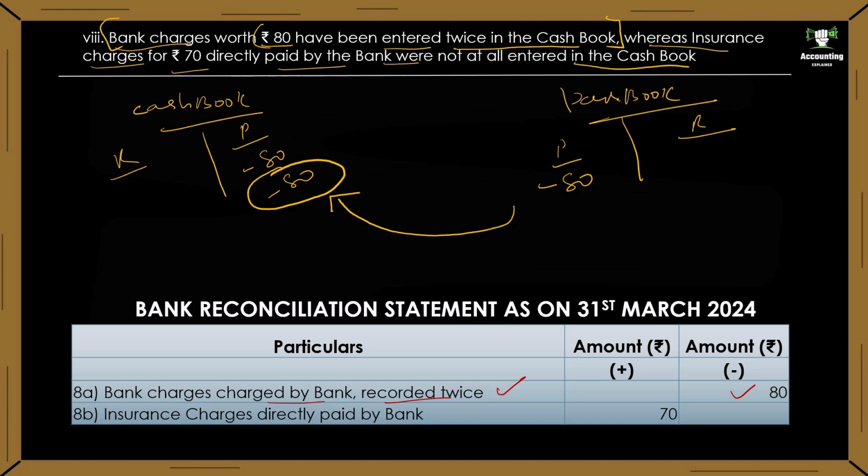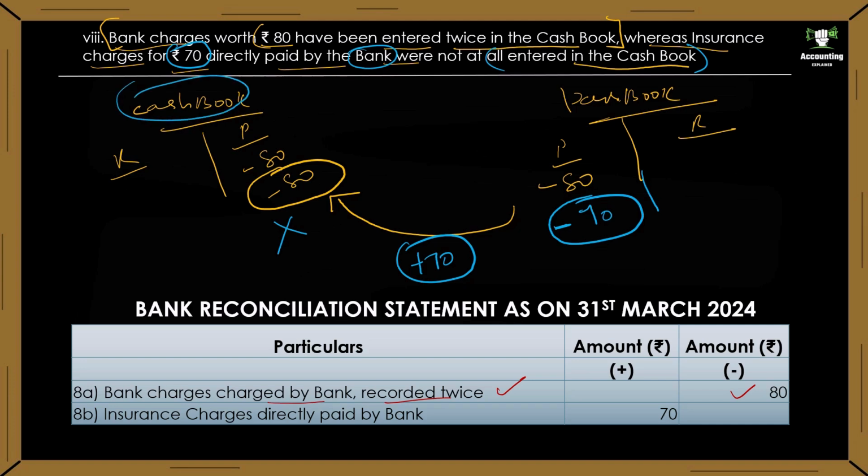Okay, now let us take this insurance. I will change the color to identify. Okay, insurance charges of rupees 70 directly paid by the bank were not at all recorded in the cash book. So this has been entered in the passbook correctly as minus 70, but that entry is not passed in the cash book. So only if we add the 70, you will get the cash book balance correctly, as the cash book does not have the 70 in it. Okay, so see the point 8B in the BRS, insurance charges directly paid by bank under the additions column 70.